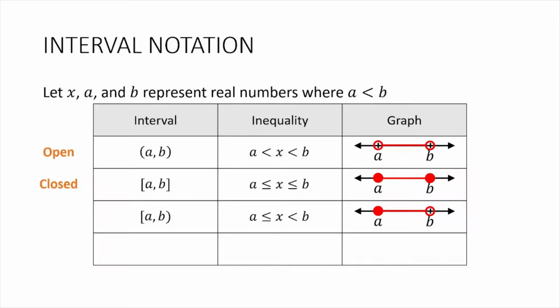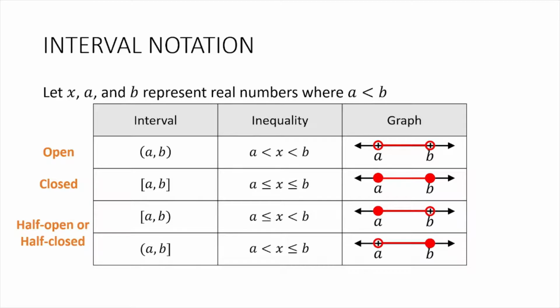Then next, this time we have x greater than a and x less than or equal to b. So this time a is not included, but b is included, and all the numbers in between them. In this case, we use a parenthesis for a and a bracket for b, and these last two sets are what we call half open or half closed intervals, because one of the endpoints is not included in the set.